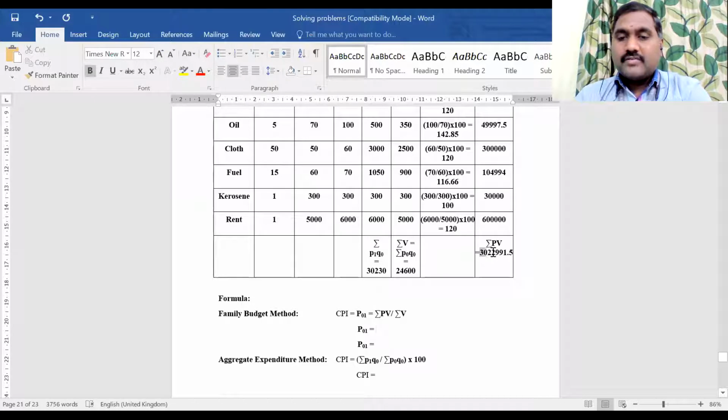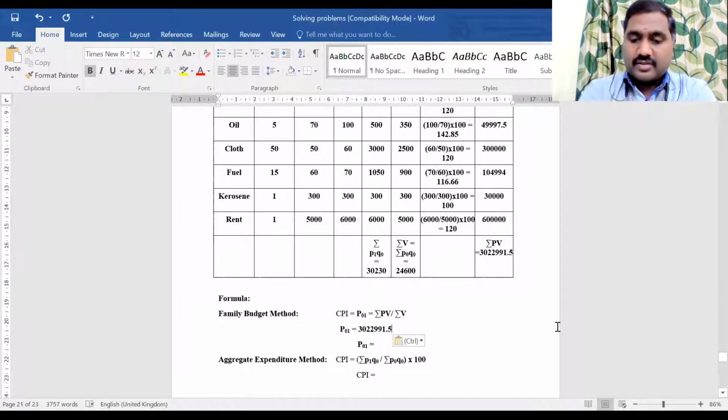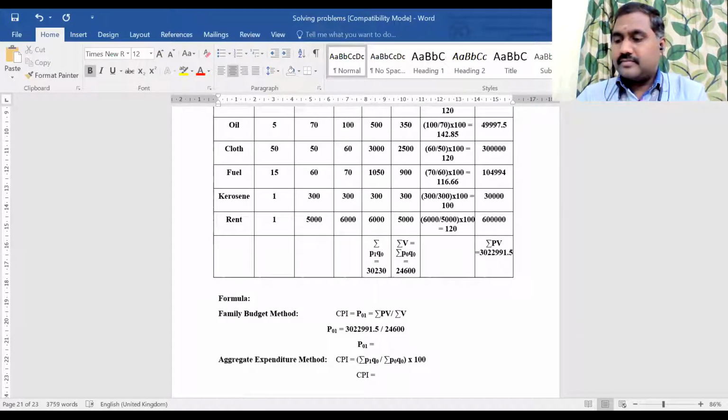So first, the family budget method. As per the budget method, the consumer price index will be 30,22,991.5 divided by summation V, 24,600. Now tell me what is the value? 30,22,991.5 divided by 24,600. It is 122.88. Very good, thank you.